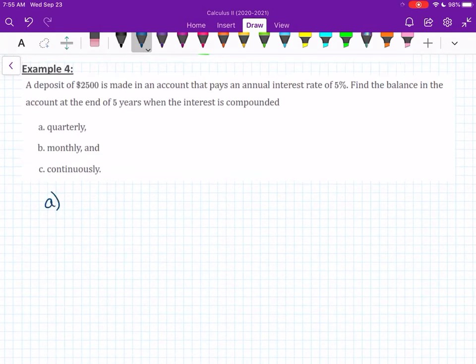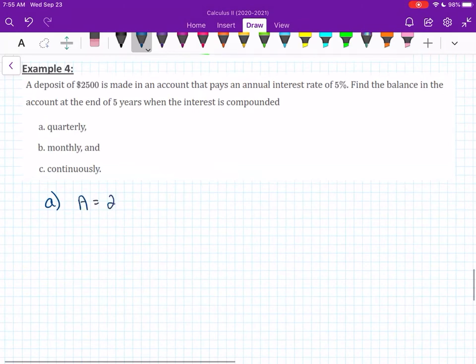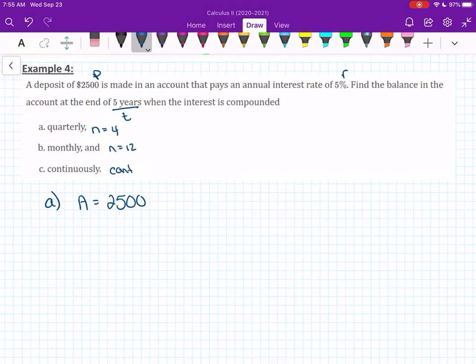So for A, I'm going to have my amount. My principal was $2,500, so let's write this down. So this is P, this is R, and this is after 5 years, so that's T, and then these are my N. So N equals 4 here, N equals 12 here, and here I have the continuous formula. So I'm going to use base E. Okay, so part A.